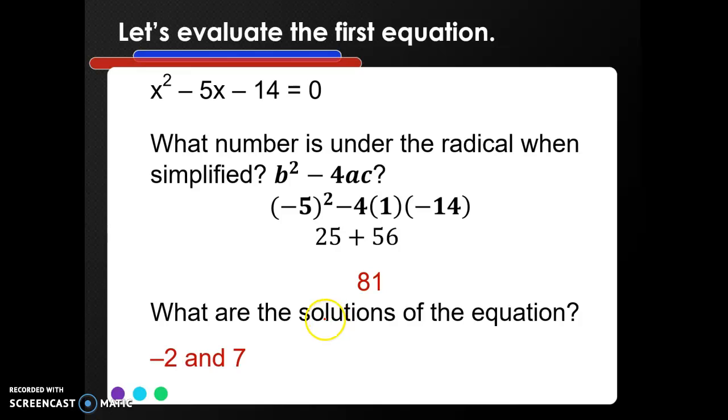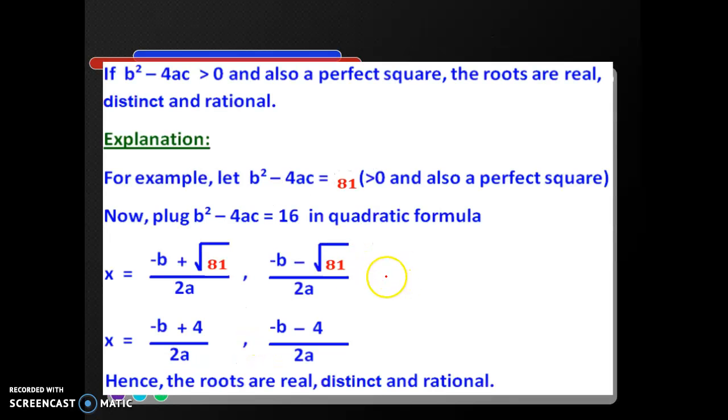Now, what are the solutions of the equation? If you solve that manually, you can get -2 and 7. Why is that? Because 81 is a perfect square. All right. So if the discriminant is greater than 0, positive, and also a perfect square, this is the nature. Now, for example, the one we've solved earlier, 81.